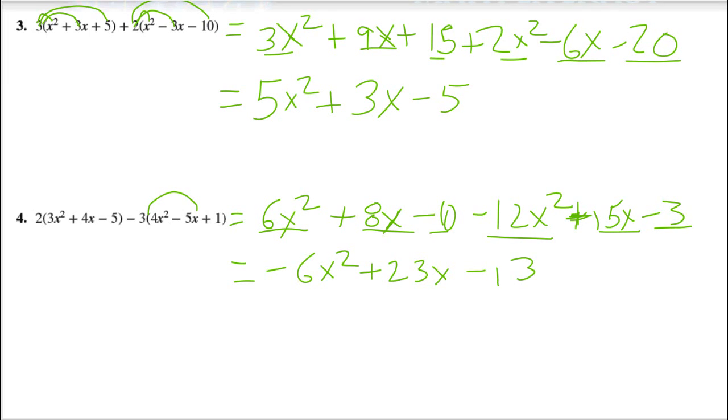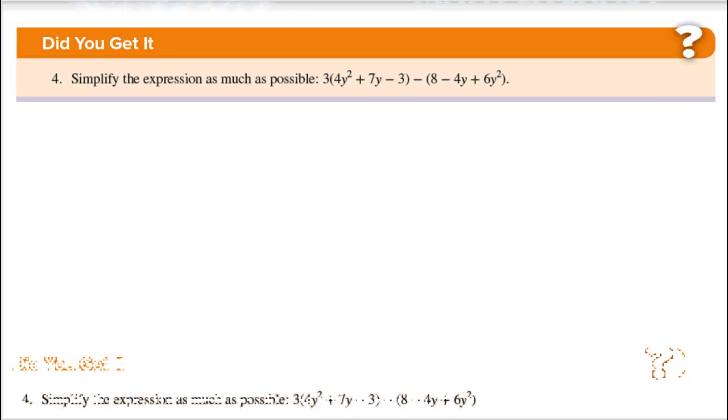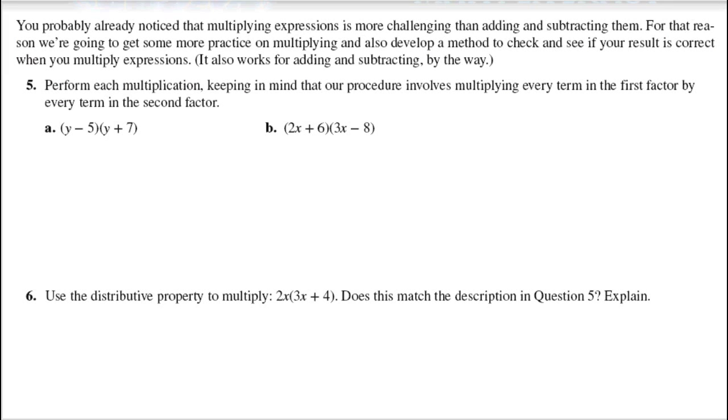Okay. Looks like we got it. Did you get it? If you don't get it, try to figure out why. If you can't, let me know. We will discuss it some way.